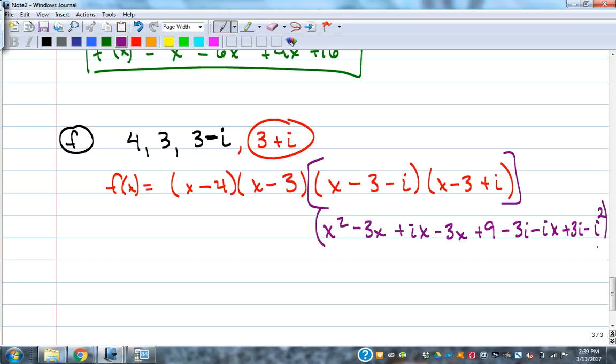Okay. I'm not doing anything with these others yet. We'll get there. Now, everything that's got an i should go away. I have a positive ix. Do I have a negative ix? Yeah. So they're going to cancel each other out. I have a negative 3i. Do I have a positive 3i? Yeah. They cancel each other out.